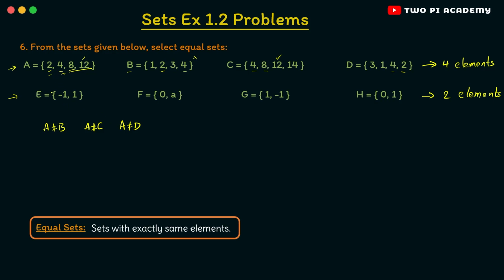And clearly you don't have to compare A with these 4, right? As we have said, they have only 2 elements, so they can't be equal. So this is where we will stop. Now we will compare it with set B. Set B has the elements 1, 2, 3, 4.